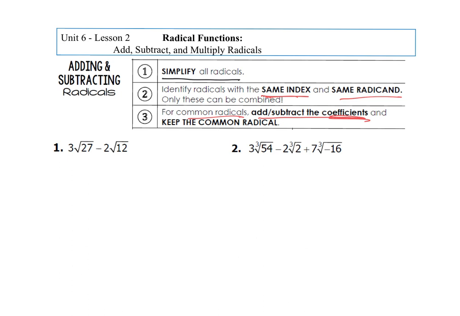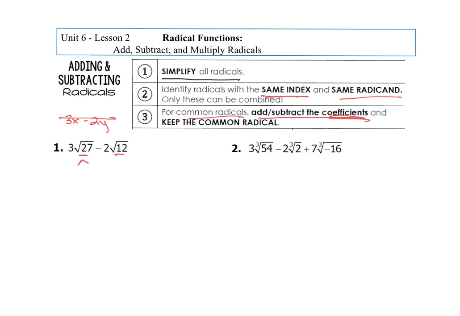Number 1, 3 square root 27 minus 2 square root 12. Okay, right now we cannot put these together because these radicands 27 and 12 do not match. That's like saying 3x minus 2y. Okay, we can't do that. They're not like terms. But if we simplify their radicals first, maybe we can.